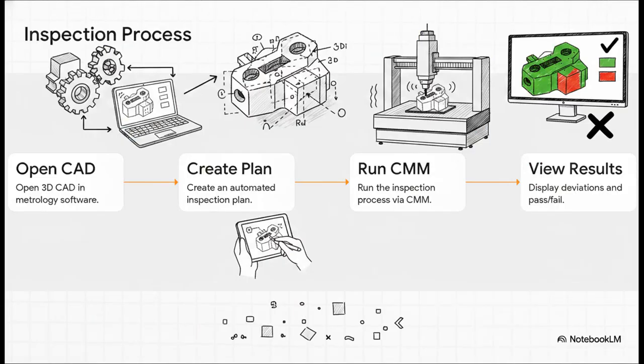The workflow here is actually beautifully structured. Step 1, you just open your 3D CAD file right in your metrology software, and boom, it brings all that intelligent GD&T right along with it. Step 2, the software actually helps you create an automated inspection plan. So say you have some really complex composite position callouts, the software is going to group them and apply the necessary alignments for you. Step 3, you run the physical inspection using your CMM, letting it follow the programmed probe path. And finally, Step 4, the software instantly displays the measured deviations with a crystal clear pass or fail result. It honestly takes the guesswork completely out of the equation.